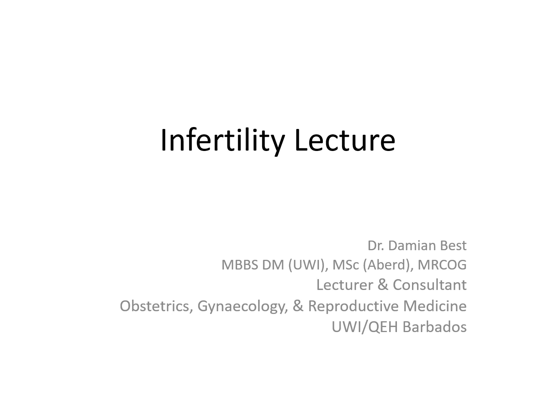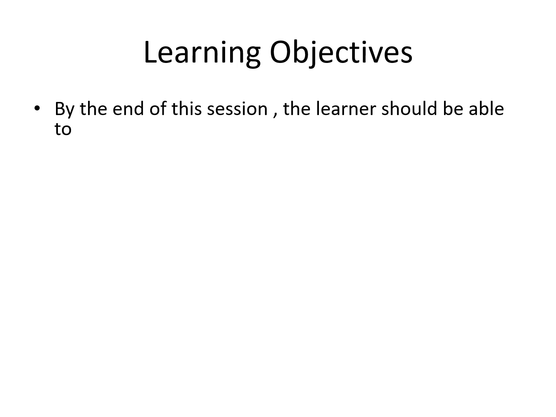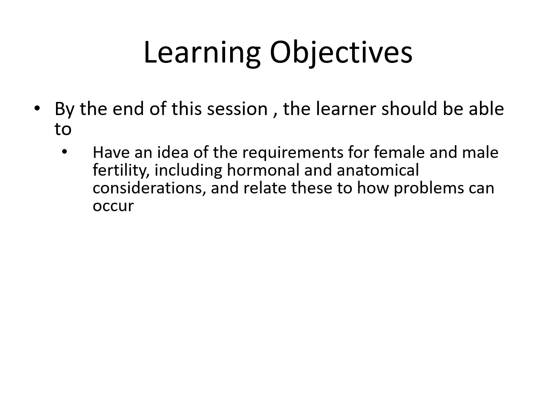The topic for today's tutorial is infertility. The learning objectives are as follows. By the end of the session, the learner should be able to have an idea of the requirements for both female and male fertility in humans, including both the hormonal and anatomical considerations, and relate the knowledge of these elements into how problems can occur at each level, resulting in infertility.